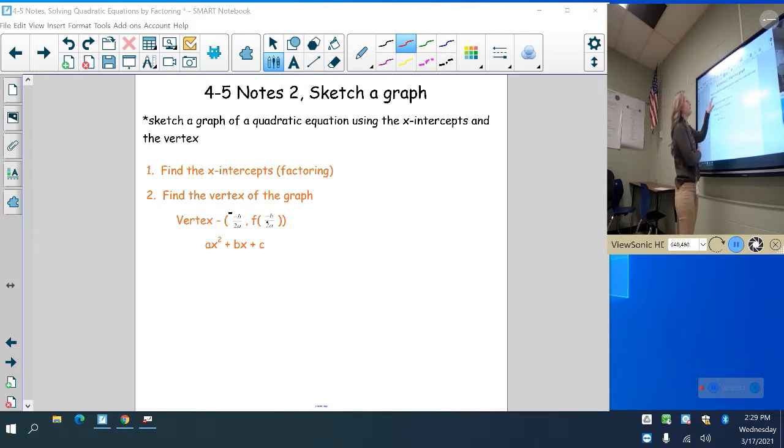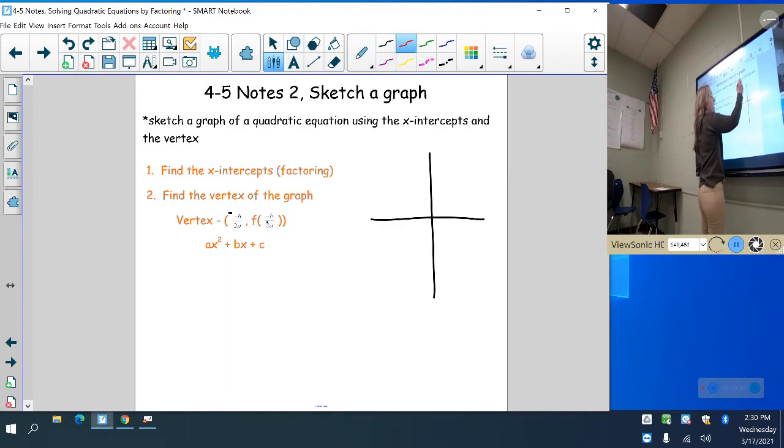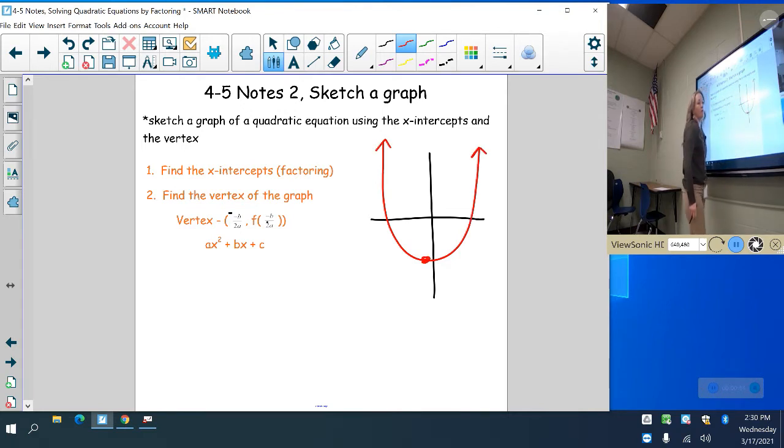Okay, so we want to be able to, at the end of this, sketch a graph of a quadratic equation using the two x-intercepts, or one, if there's only one, and the vertex. So how do we find a vertex, or what is a vertex? A vertex is the highest or lowest point. So if I think of this as my graph, here's my vertex, the highest or the lowest point on that graph. So if we have the two x-intercepts and the vertex, we can sketch a picture of that graph. That's what we're going to do today.